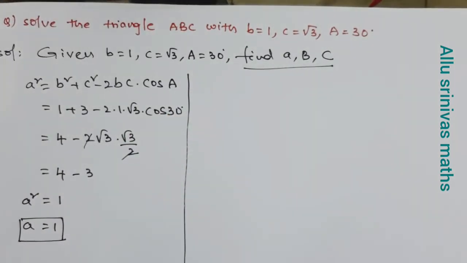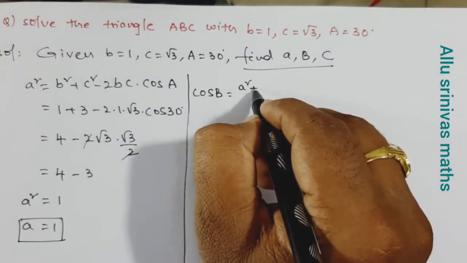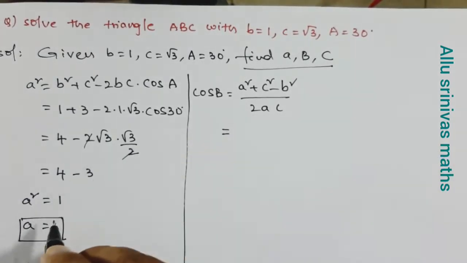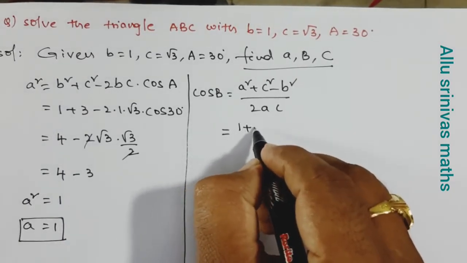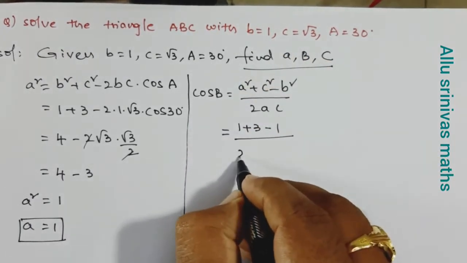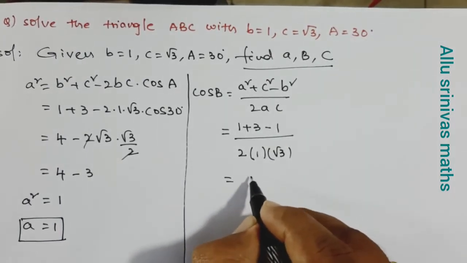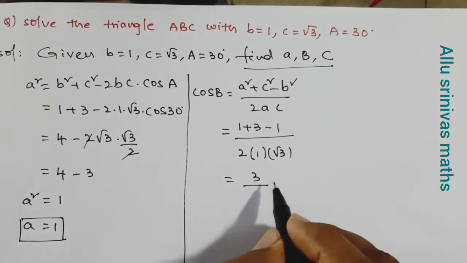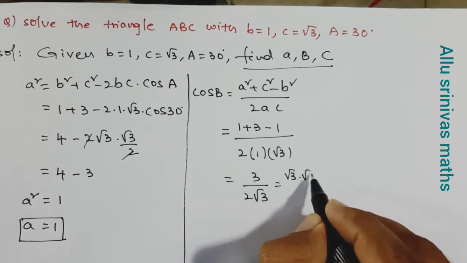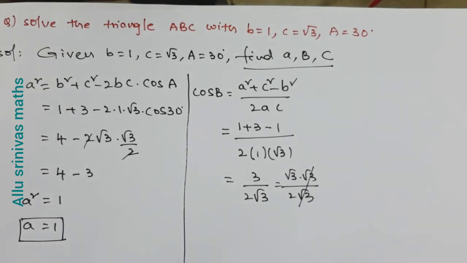Next we have to find angle B and angle C using the cosine rule formulas. Cos B equal to a square plus c square minus b square by 2ac. Where a square is 1, c square is root 3 square, 3, and b square is 1 square, 1, by 2a where a is 1 and c is root 3. 3 plus 1 minus 1 cancel, 3 by 2 root 3. 3 can be written as root 3 into root 3 by 2 into root 3. Root 3 cancel and finally root 3 by 2.